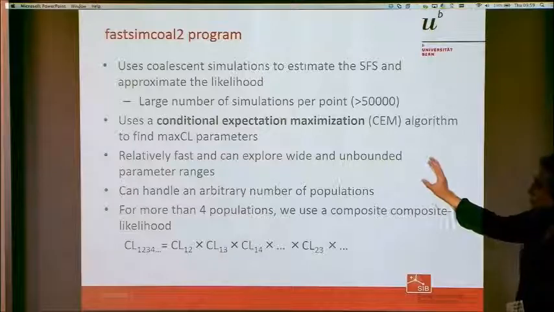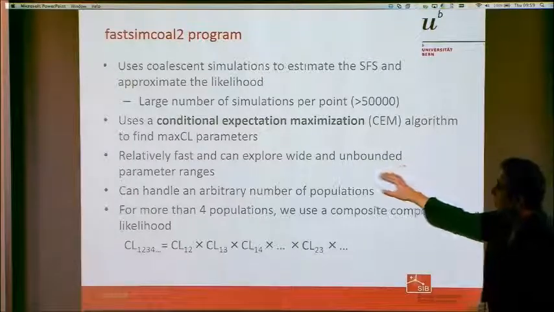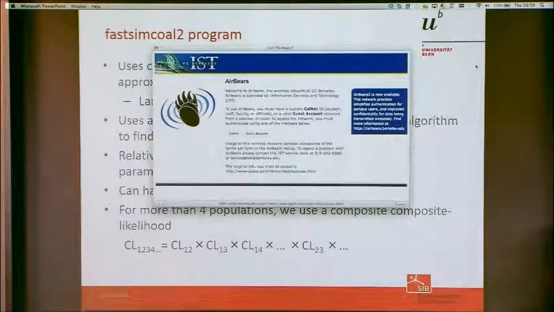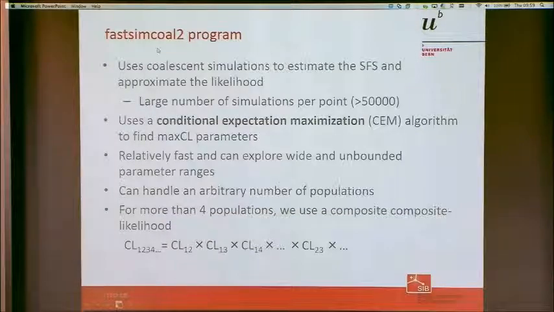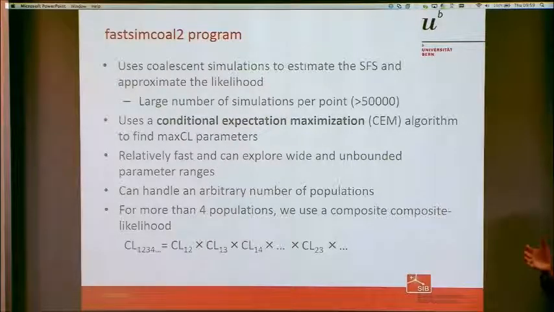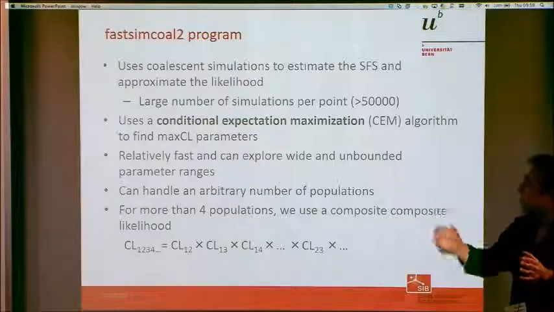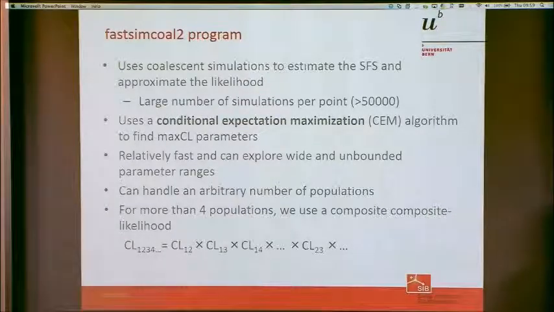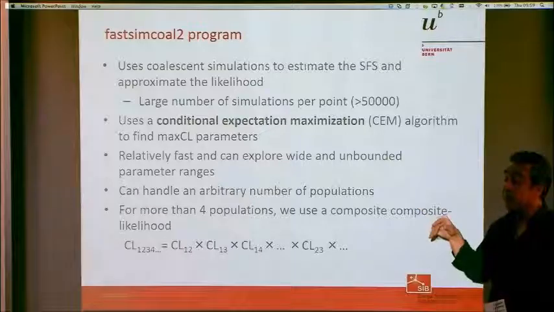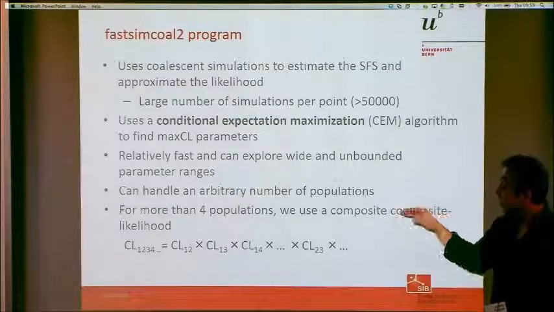Okay? So this procedure seems to work relatively well, and it allows us to explore this parameter space relatively quickly. In our case, we just need to specify a search range with a minimum and maximum, but actually this maximum is unbounded, and we can explore a relatively wide range for all the parameters in our model. What is also handy with this program is that it can handle, in principle, an arbitrary number of populations, while dadi was restricted to 3 populations.